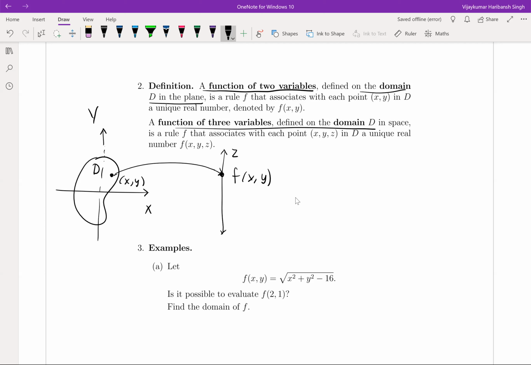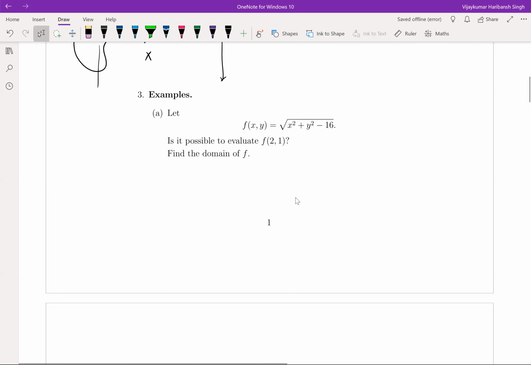So let's see, a function of three variables defined on domain D. Now in this case, your domain consists of triplets of points. So domain D is a subset of three-dimensional space. f is a rule that associates for each point x, y, z in D a unique real number f of x, y, z. So this is what it means by a function of two or three variables.